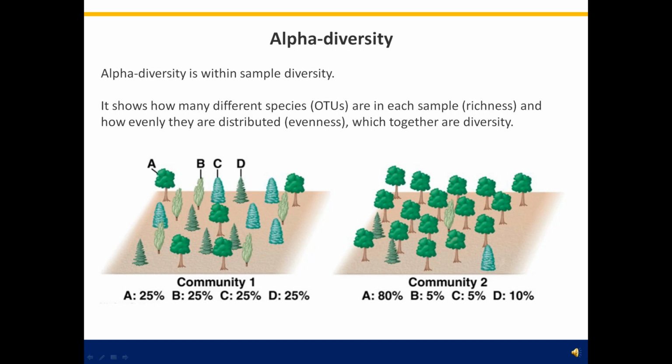So simply saying, both forests have the same richness, four tree species, but community 1 has a much more even distribution of the four species, while community 2 is dominated by one species. This makes community 1 more diverse than community 2.